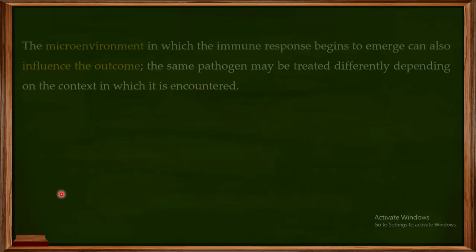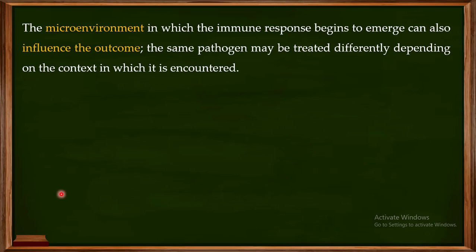An important thing to keep in mind is that the immune response that emerges at a particular area is dependent on the microenvironment. What I mean by this is that the same pathogen can be treated differently in different parts of the human body, or different parts of the host. So the microenvironment is very important for dictating the immune response, that is, which kind of immune response we need against that particular pathogen.